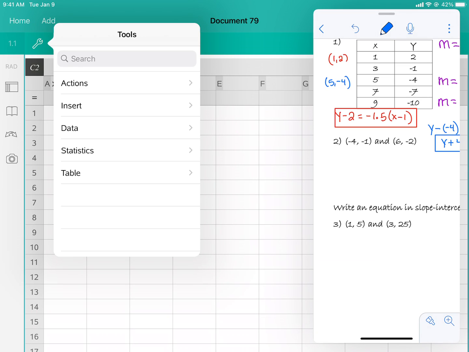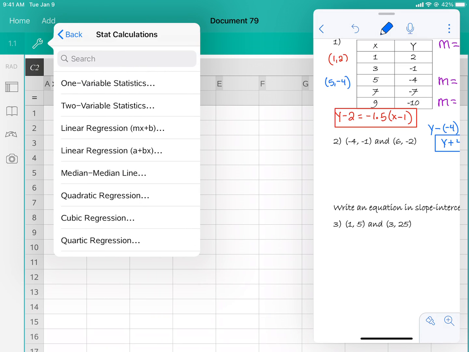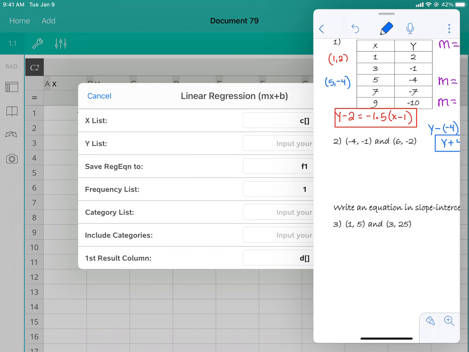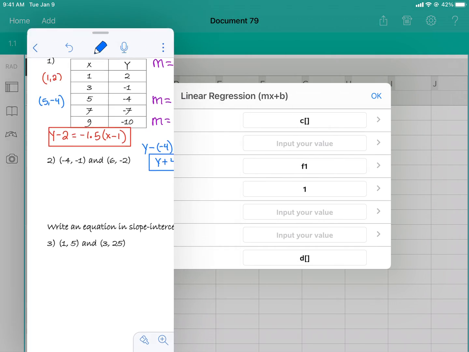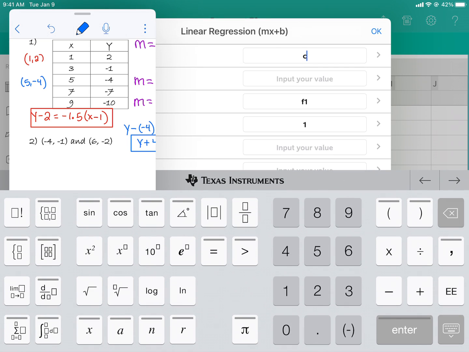I go menu, statistics, stat calculations, linear regression, mx plus b. I'm going to type in X for the X list and Y for the Y list.